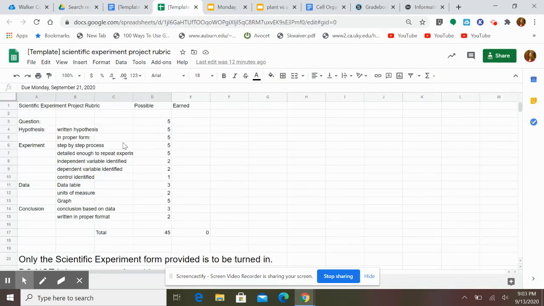So you have your rubric here. When you are finished, before you turn your lab report in, check your rubric. It tells you exactly what you have to have and how many points each part is worth. If you have any questions about what any of these things mean, please send me a question on Schoology so that I can answer that long before this is due. Again, the due date is next Monday, September 21st.